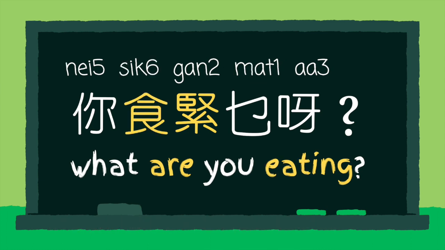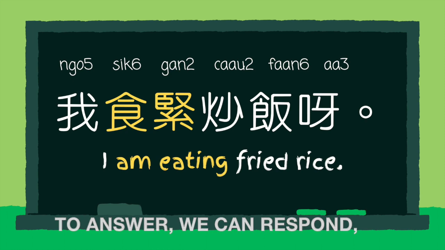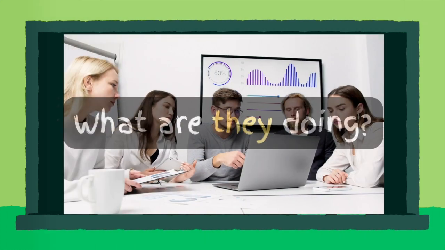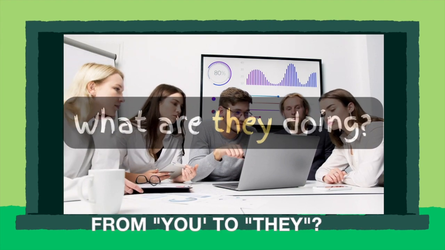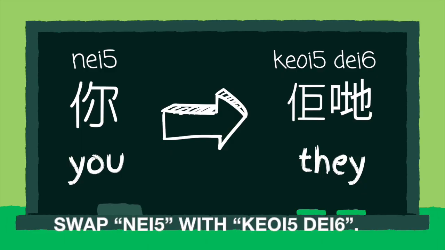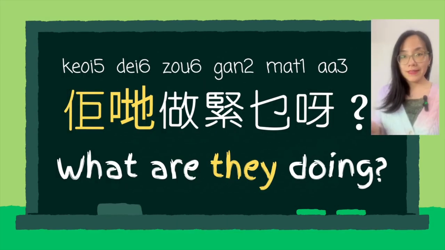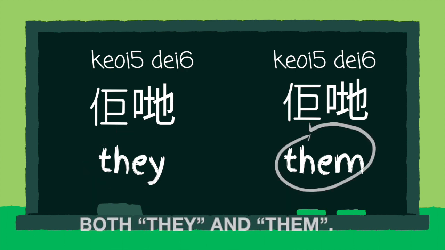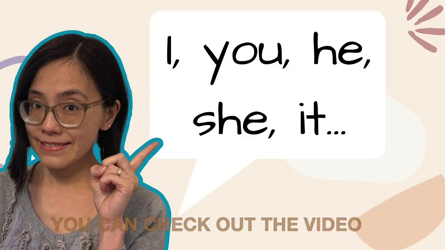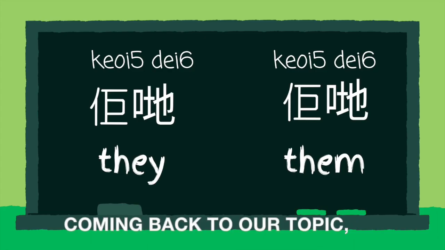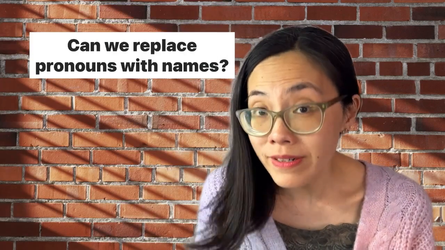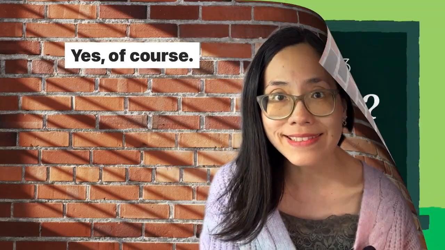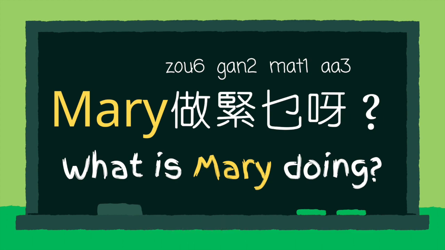Let's look at more examples. 你整緊乜啊? 你食緊乜啊? To answer, we can respond 我食緊炒飯啊. So, what about changing the pronoun from you to they? We will just have to swap 你 with 佢哋. 佢哋做緊乜啊? As you can see, 佢哋 can mean both they and them. If you want to learn about pronouns, you can check out the video with the link below. Coming back to our topic, can we replace pronouns with names? Yes, of course. For example, Mary 做緊乜啊?